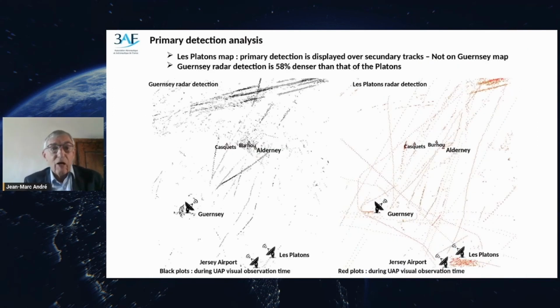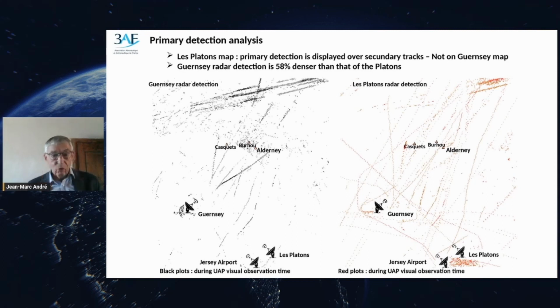Now we have the maps of primary detection. I told you that we have two primary radars, one on Guernsey, which is on the left side of the slide, and the other one at Les Platons, on the right side. Analyzing this detection, we have a lot of surprises. Guernsey plots are colored in gray and black. The black part is for the period where the UAP has been observed by the radar. The gray one is for all the rest of the time the data have been recorded. We have the same thing on the right side for Les Platons. The plots during the observation of the UAP are fully red. The other ones are brown.